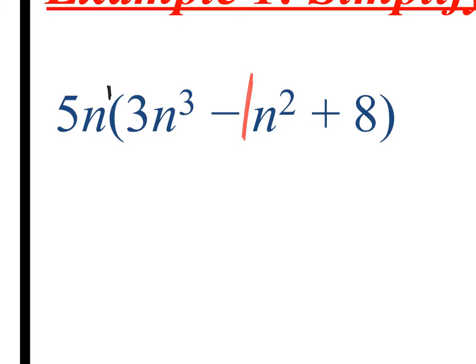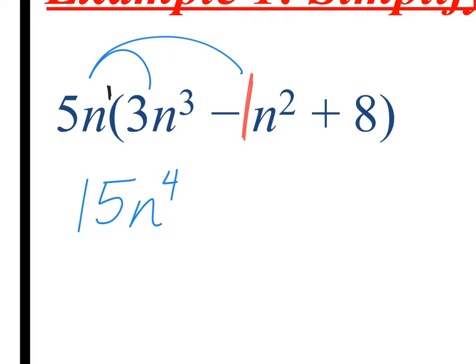Now we're going to multiply, just like you would expect. 5n times 3n to the third. Multiply the normal numbers. 15. You have the same base. Add your exponents. 1 plus 3. 4. Yeah. You guys did this yesterday. Keep going. 5n times negative 1, n squared is negative 5. And then add your exponents to the third. And then you're doing 5n times 8, which would just be 40n.